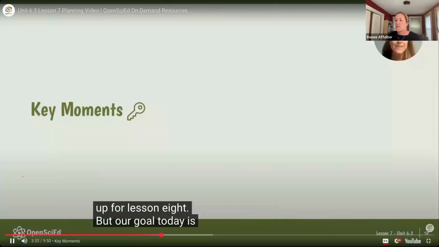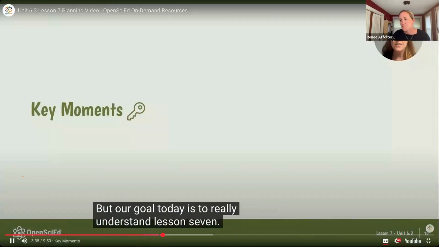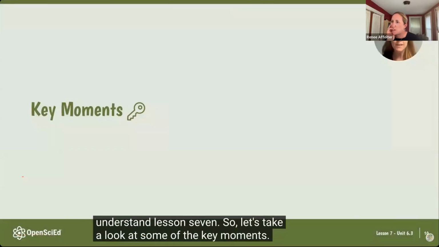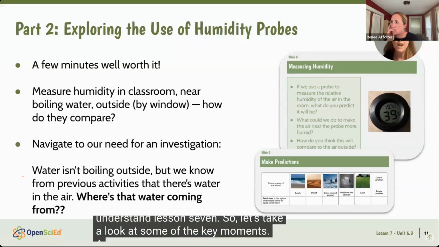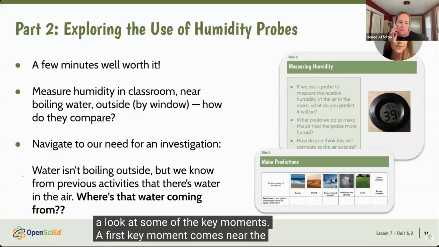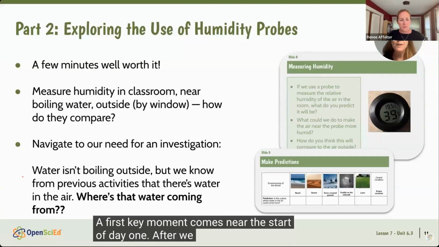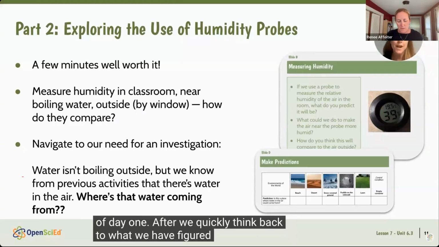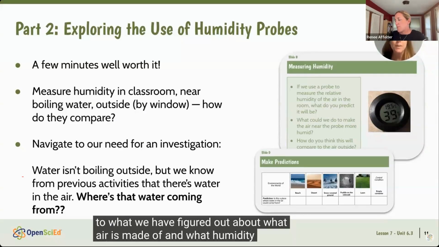But our goal today is to really understand lesson 7. So let's take a look at some of the key moments. A first key moment comes near the start of day 1, after we quickly think back to what we have figured out about what air is made of and what humidity is.